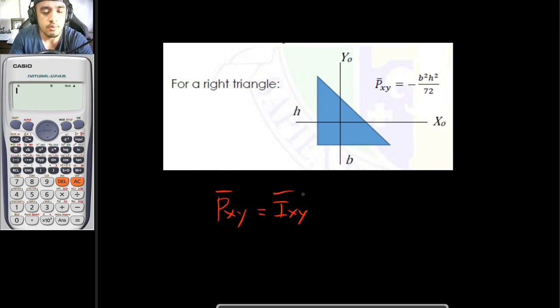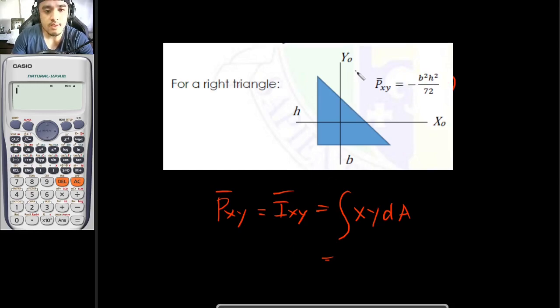So once again, let's put a bar here. If we apply this general equation, which is the integral of xy dA, simplifying this equation would give you a result of this equation right here. So for a right triangle, by the way, instead of using this, you can use this formula instead, wherein the product of inertia of a right triangle is equal to negative b squared h squared divided by 72. So take note, it should be negative.